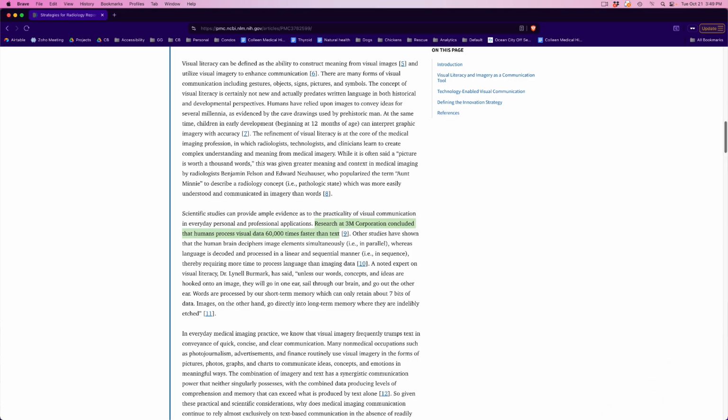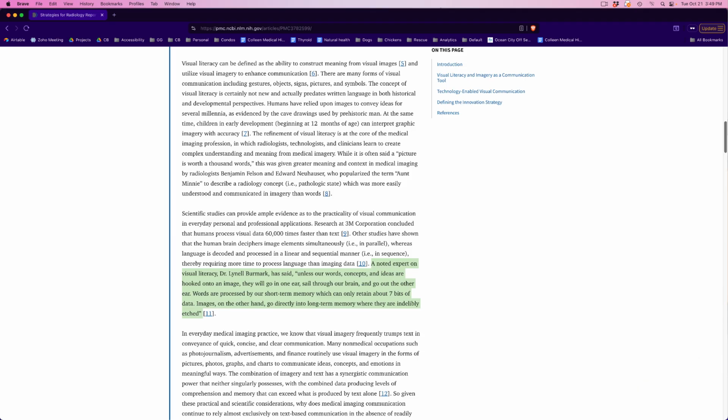The design of a logo is really important for people to recognize it. In fact, I looked up a few things. Here's an interesting scientific stat that's mentioned in a PubMed article. Research at 3M Corporation concluded that humans process visual data 60,000 times faster than text. The article also mentioned a statement by Dr. Linnell Burmark, who's a visual literacy expert, and they said words are processed by our short-term memory, which can only retain about 7 bits of data. Images, on the other hand, go directly into long-term memory where they are indelibly etched. So we recognize images faster than we do reading words.